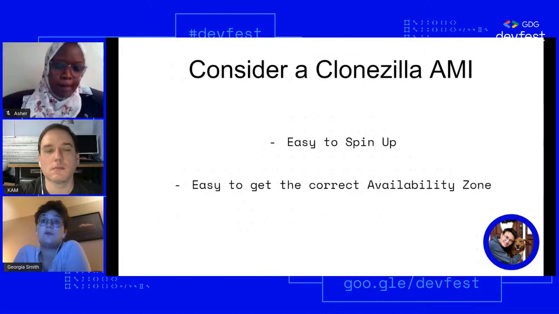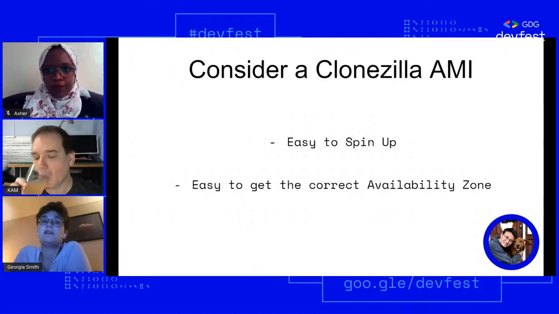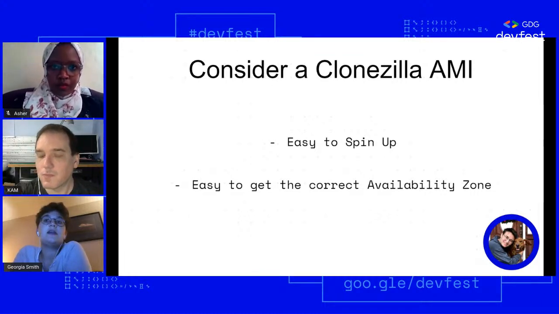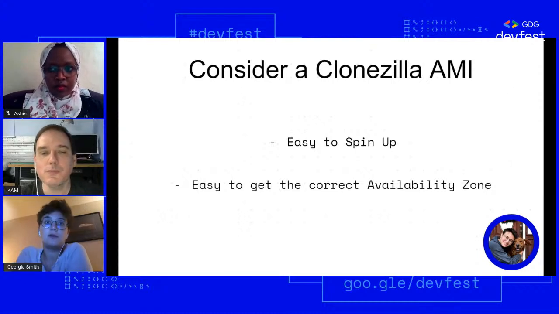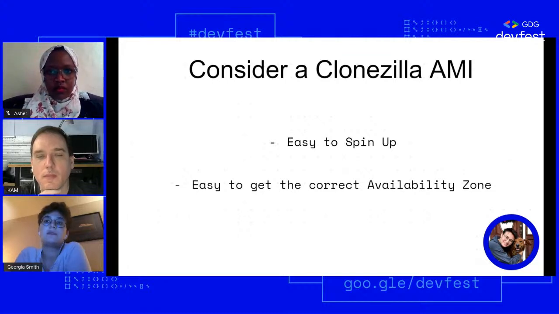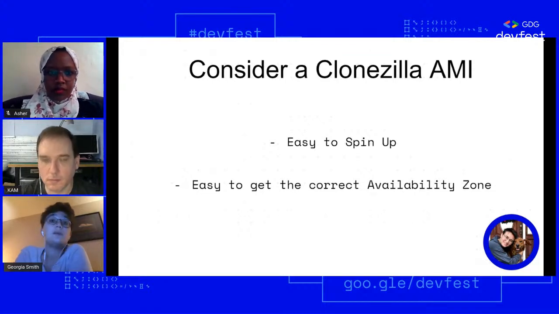Clonezilla AMI is what we chose to do because it allowed us to easily access a different availability zone for a different machine. And they're very easy to spin up. So it's something to do if you're going to be migrating more than one machine from AWS. Next.